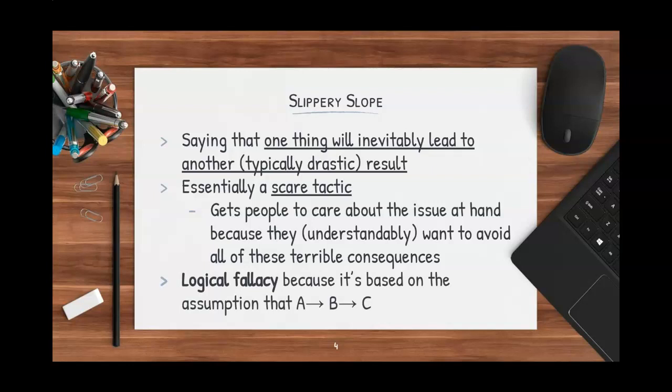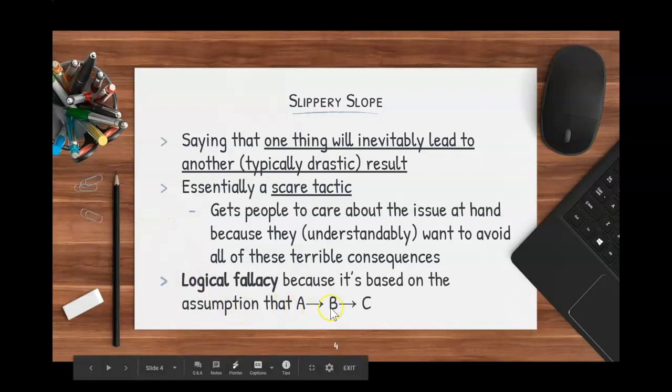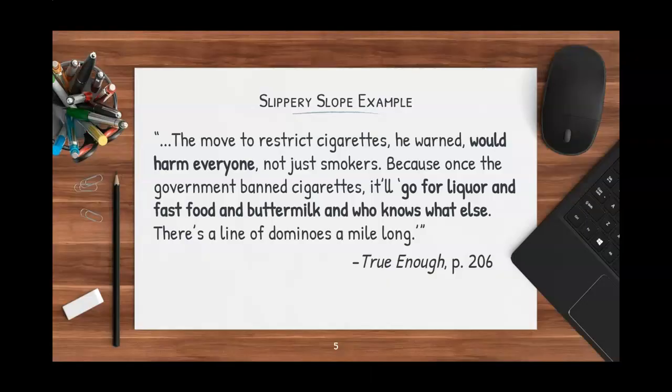This is a logical fallacy because it's based on the assumption that A leads to B leads to C, that one thing leads to another leads to another. If it's not proven that this first thing leads to the next thing, then there's really no basis for the argument here. And we'll see that. Let's take a look at an example. So we have one example that we're going to look at together today.